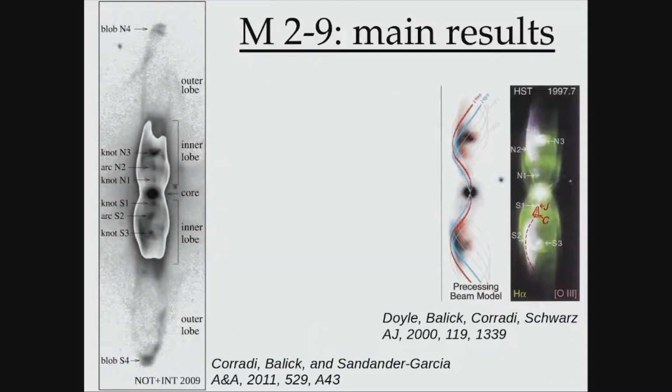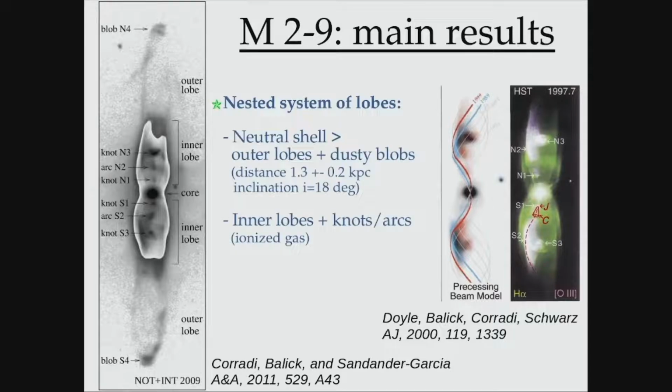It also has a complex nested system of lobes. It's highly bipolar, and luckily for us, it's almost edge on, so we can see what is happening here in the central parts. It has the neutral shell, which is visible here, the fainter one, and in the outer parts it unites with the outer lobes and these dusty blobs on both sides. From the expansion of these blobs in the plane of the sky, we could refine the distance to the target, which is 1.3 kiloparsecs, and also estimate the inclination angle of the whole system, which is 18 degrees.